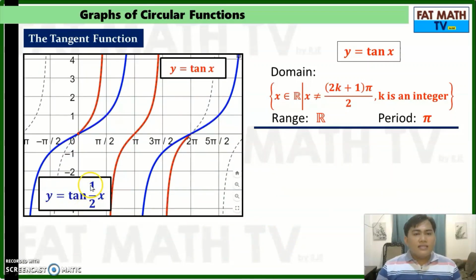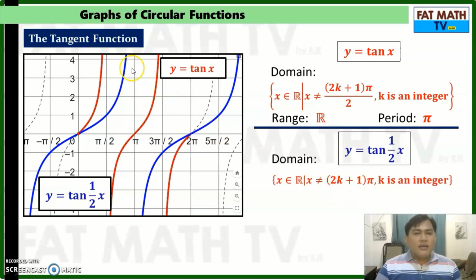And then if the number here is less than 1, so y equals tangent of x over 2, what will happen to the graph? It will be like this. The period will be longer, and of course, the domain will also be different. So the domain this time is, what values are restricted for the blue one? You're not allowed to have pi, and then 3 pi. So odd multiples of pi are not allowed, which can be written this way.